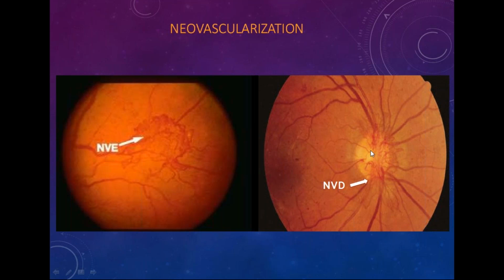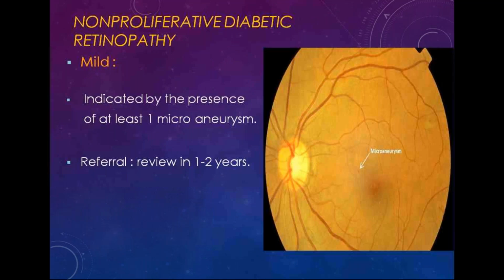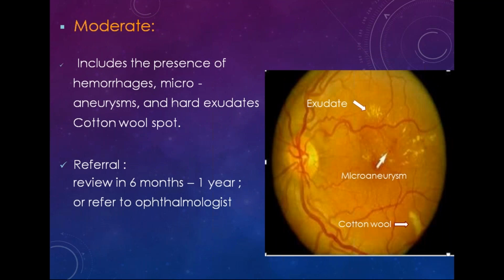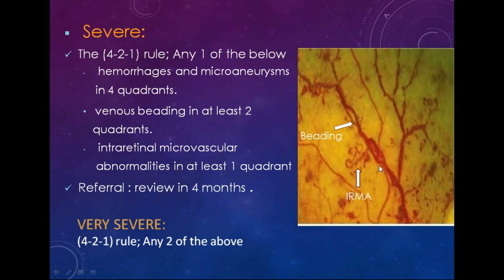Non-proliferative diabetic retinopathy is classified into mild, moderate, severe, and very severe. According to the ETDRS classification, diabetic retinopathy is classified into non-proliferative and proliferative. Non-proliferative is again divided into mild, moderate, severe, and very severe. Mild means if at least one microaneurysm is present, it is called mild. Moderate means microaneurysms, presence of hemorrhages, hard exudates, and cotton wool spots. If all these are present, it is called moderate diabetic retinopathy.